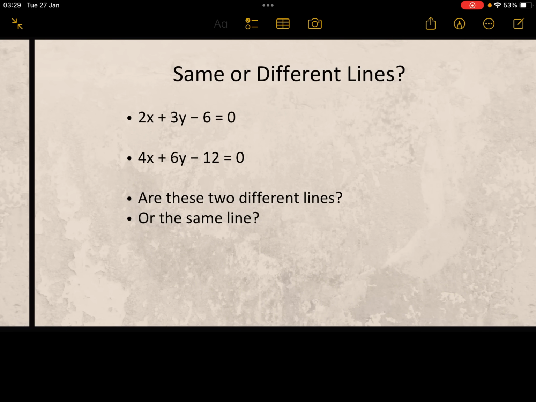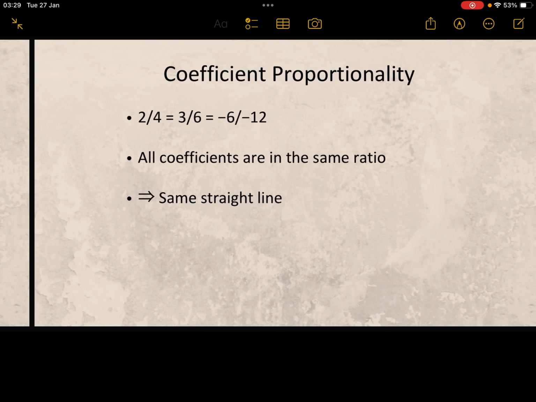Now have a look at these two equations. They look different, but do they really represent different lines, or are they actually the same one? Think for a moment. If you compare the coefficients and constant, all of them are in the same ratio. That is, the coefficient of x, the coefficient of y, and the constant are all in the same ratio.